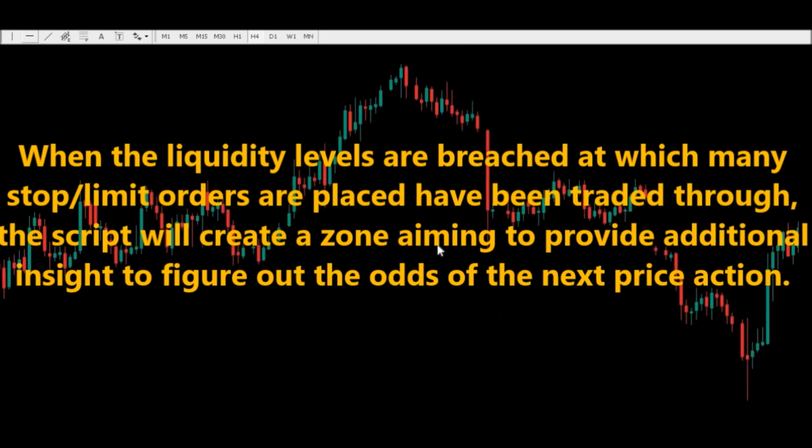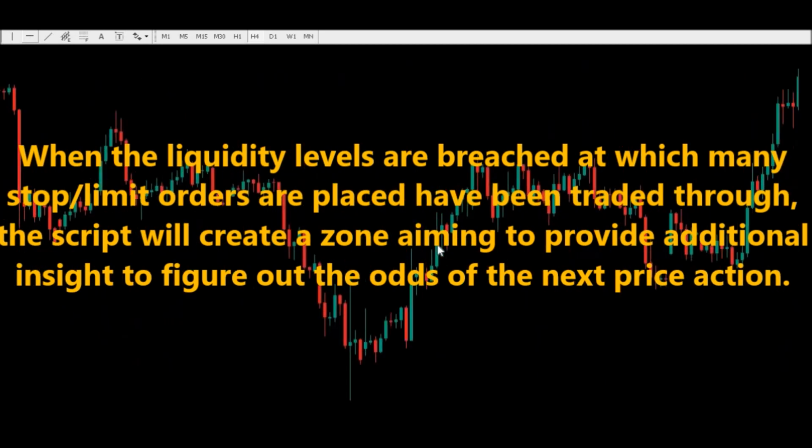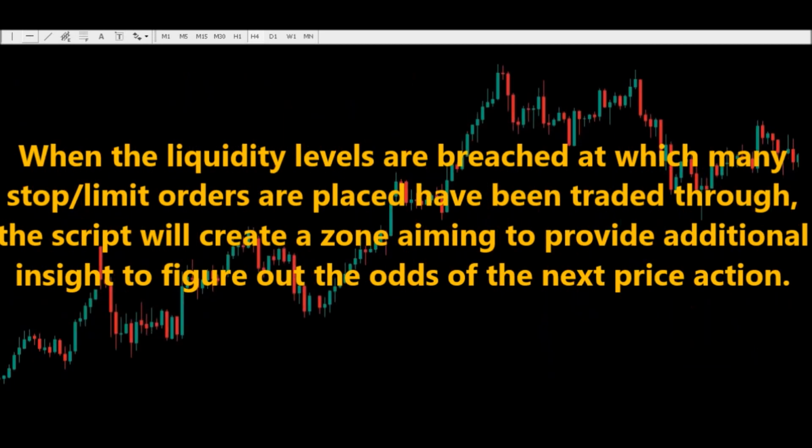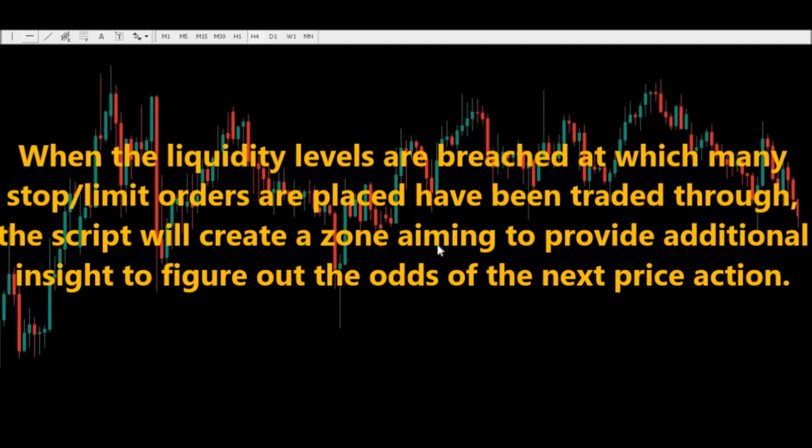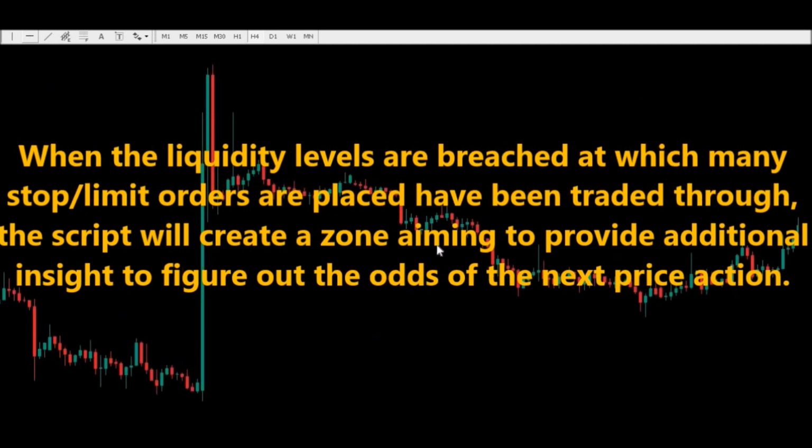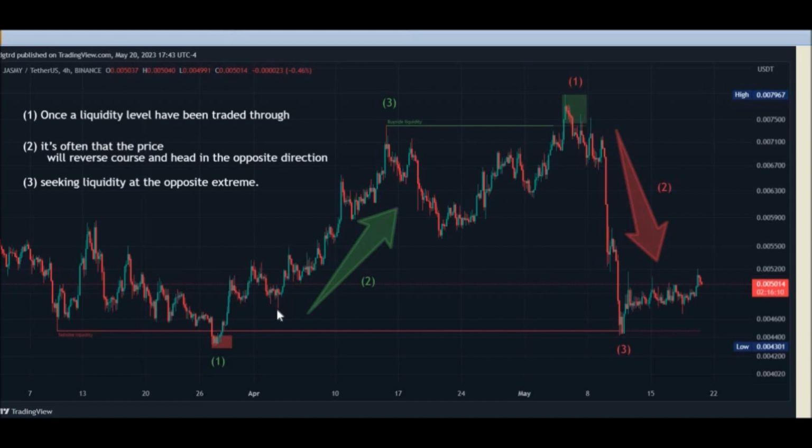So it's common that the price may reverse course and head in the opposite direction, seeking liquidity at the opposite extreme. So let's have a look at this. As you can see on my chart right here, I have numbers: number 1, number 2, number 3 in green color, and we have level 1, level 2, and number 3 in red color.